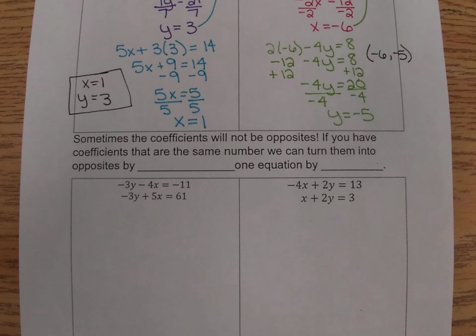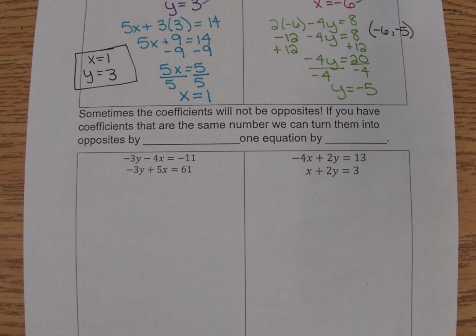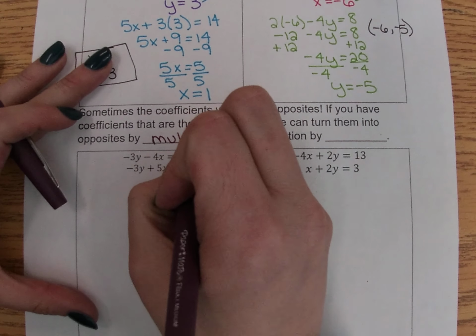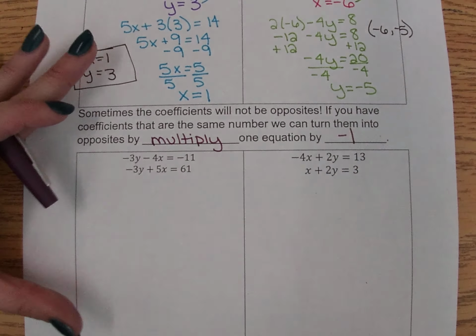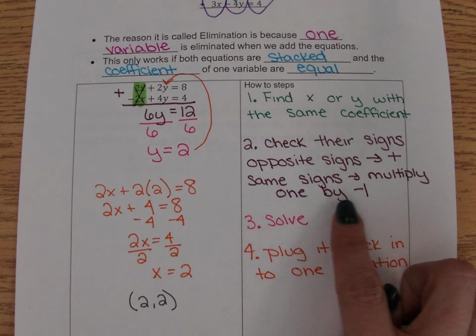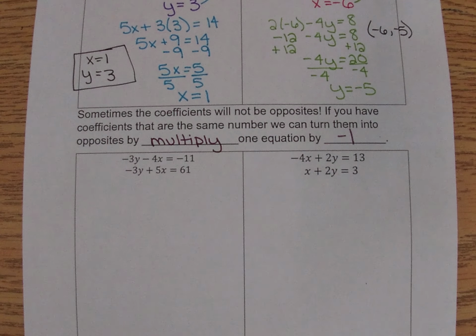Now, as I hinted towards when we looked through the steps, sometimes the coefficients won't be opposites. Sometimes they will be the same sign. If we have coefficients that are the same number and the same sign, we are going to turn them into opposites by multiplying one equation by negative 1. The reason is that doing that makes them the opposite sign. We're going to force them to be opposites so that we can add them together.